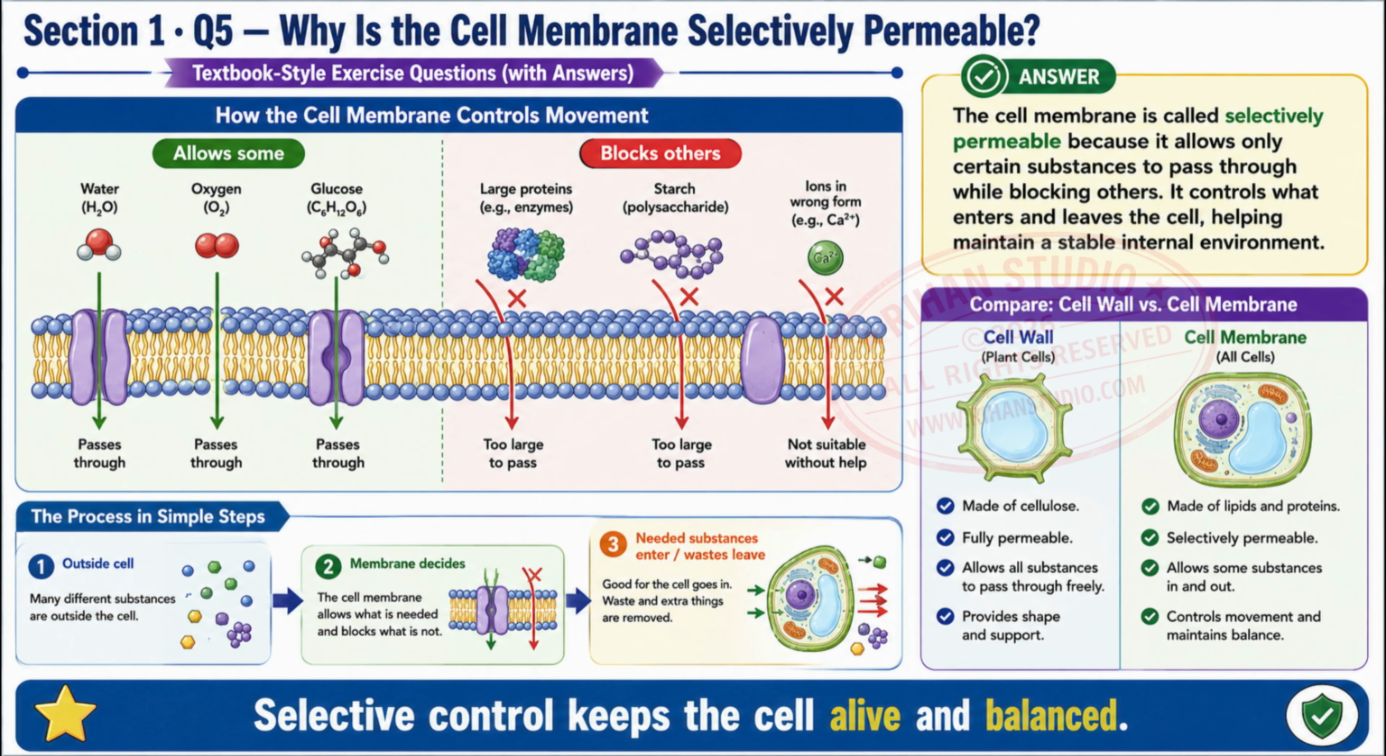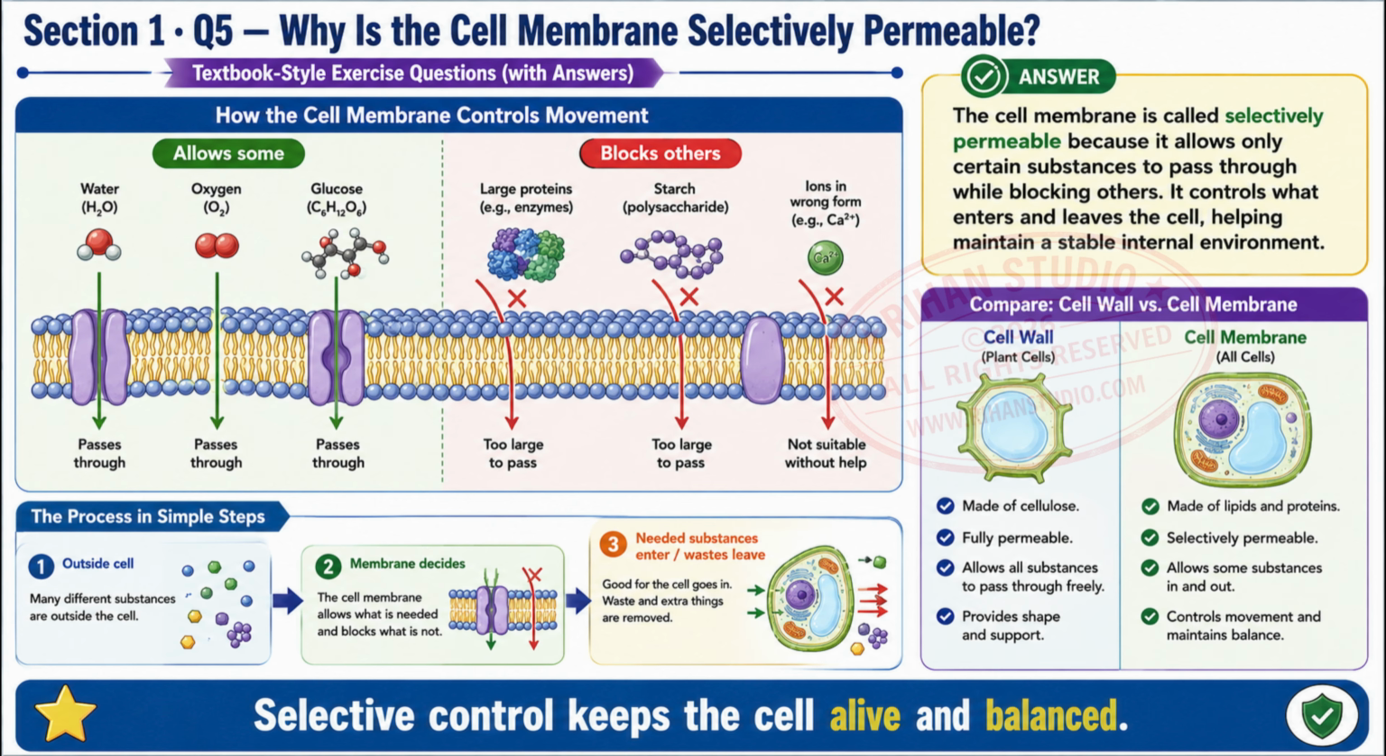Question 5. Why is the cell membrane called selectively permeable? Because it allows only certain substances to pass through while blocking others. It controls what enters and leaves the cell, helping maintain a stable internal environment.